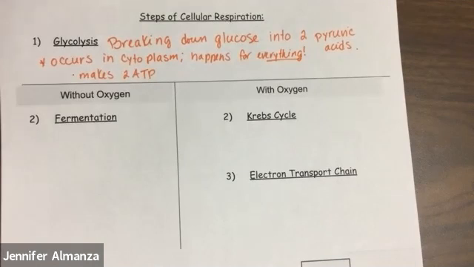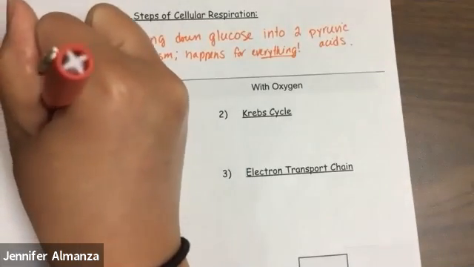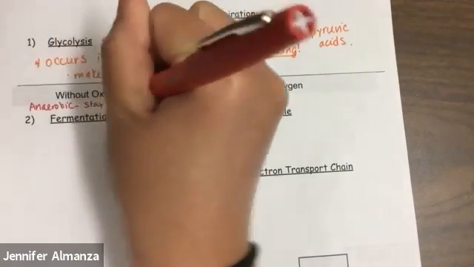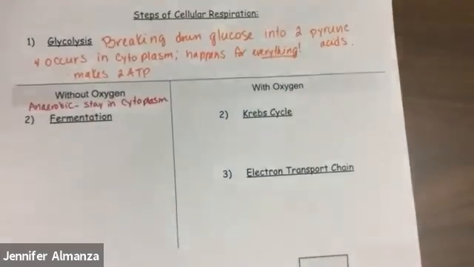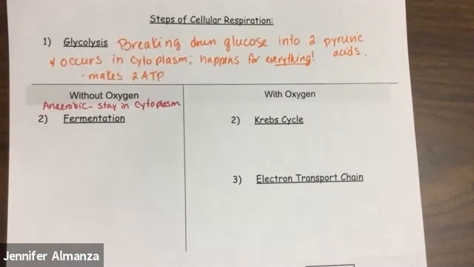So I told y'all that we have 2 types, aerobic and anaerobic. It depends on whether you have oxygen or not, which direction you're going to go. Without oxygen, we're going to go into anaerobic respiration and we're going to stay in the cytoplasm. I'm just going to write that right here. Anaerobic, stay in cytoplasm. If we have to stay in the cytoplasm, we're going to go through a process called fermentation.